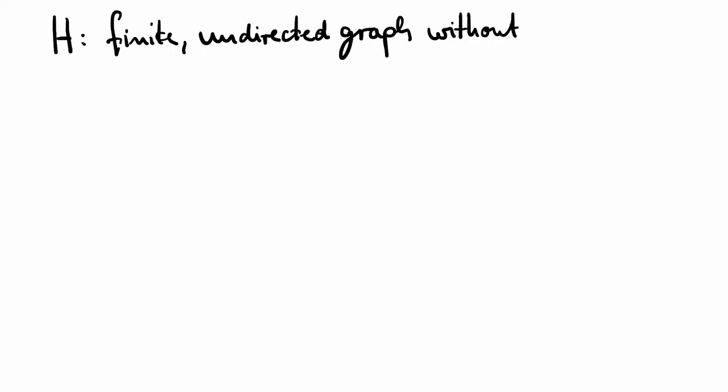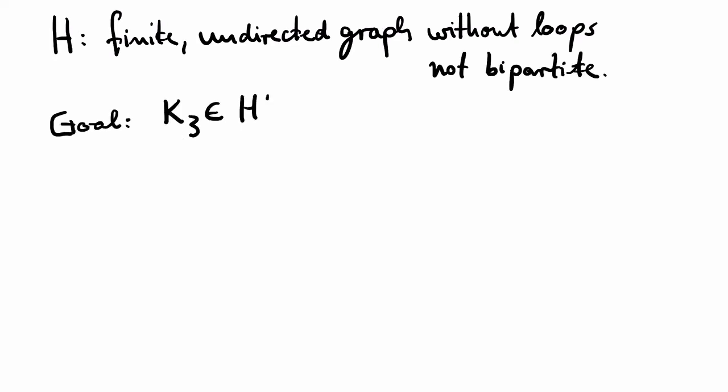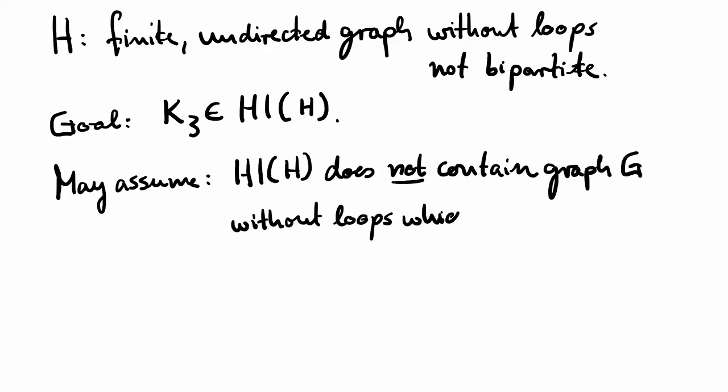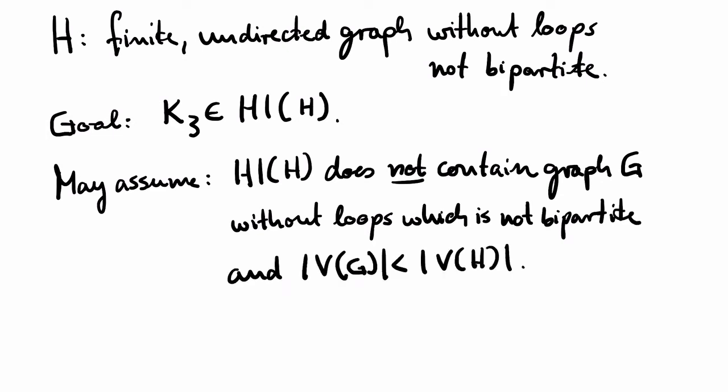Suppose that H is a finite undirected graph without loops, which is not bipartite. Our goal is to PP construct a triangle. We may assume that H does not PP construct a finite undirected graph which is not bipartite, loopless, and has fewer vertices. Because otherwise, if K3 has a PP construction in the small graph, it also has one in the original graph H, because PP constructibility is transitive. So we may then replace H by this small graph.